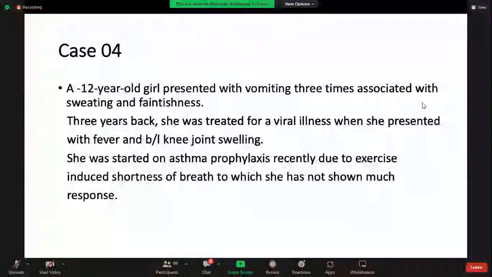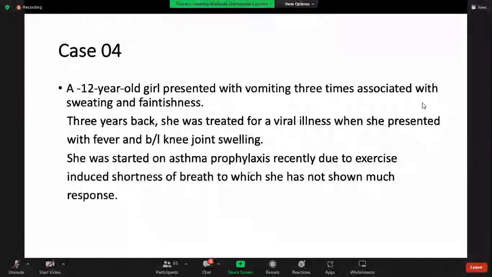Madam, excuse me. In this case scenario, you have mentioned that this is bilateral knee joint swelling. Usually in rheumatic fever, isn't it migratory polyarthritis that occurs, where one joint at a time is involved, and once the inflammation resolves, the other joint gets involved? Yes, that's a very good question. But mind you, this is 3 years back, right? So this is what they will tell you: fleeting arthritis.